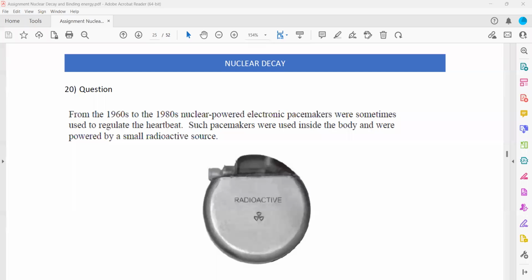The nuclear physics, first 19 we already did. So this is question 20 about the nuclear physics and the mass defects.